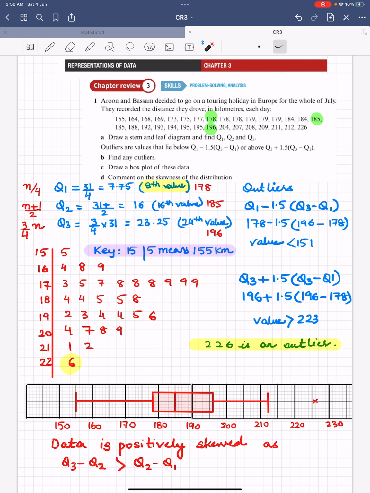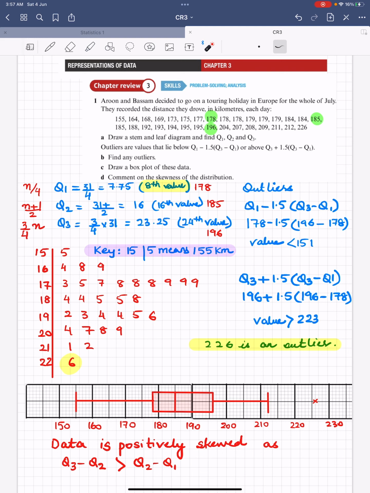Now we need to figure out what is our lower quartile, median, and upper quartile. The formula for the lower quartile is n divided by 4. The total number of days they went on in July is 31. Therefore, 31 divided by 4, that is 7.75, which rounds to the 8th value. Therefore, the 8th value is the lower quartile, which is 178.